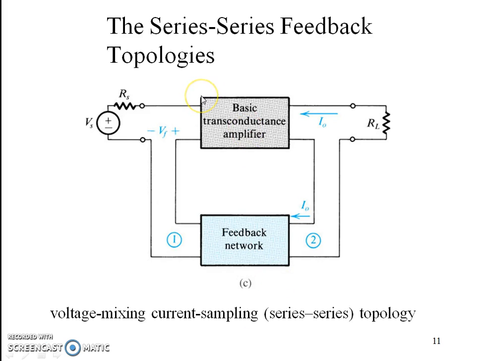Then the third one is the series feedback topology. Here you give the input. This is the basic transconductance amplifier. From the output, again take it through the series. This is the feedback network and it again goes in series. You can also say that it is voltage mixing, current sampling, series topology.